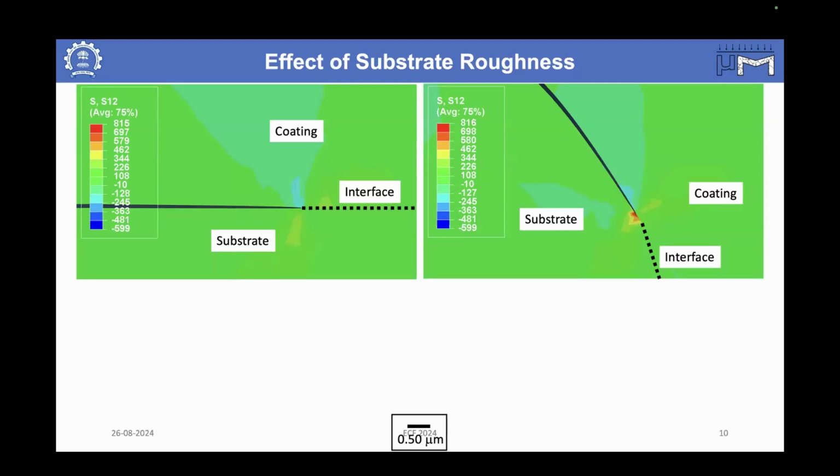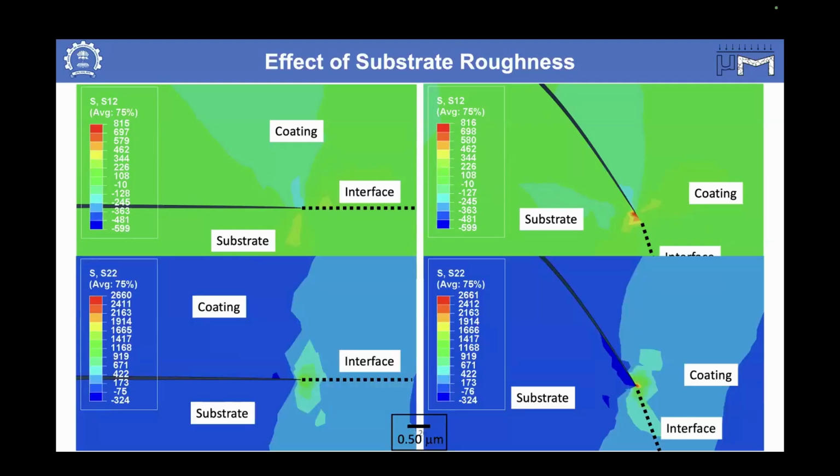And in this one, when there is no substrate roughness, the shear stresses are very low compared to this one. And this one is the opening mode. Here also you can see higher stresses. And there are also closure stresses present in the rough samples.